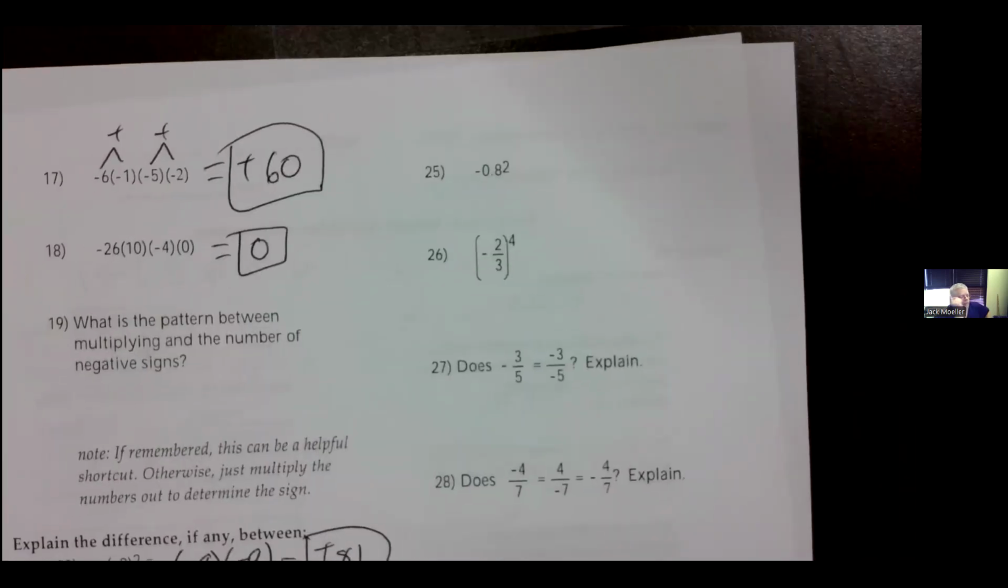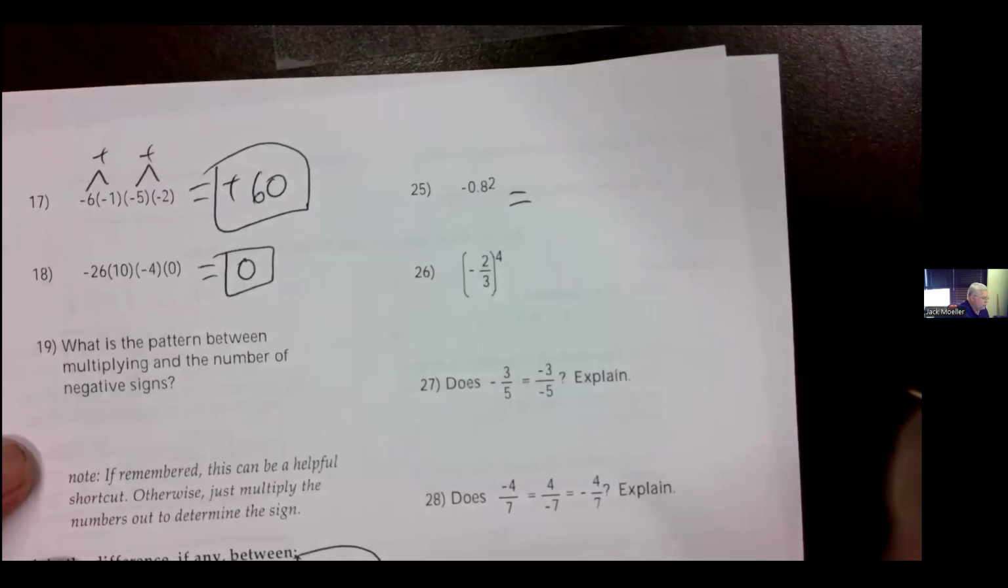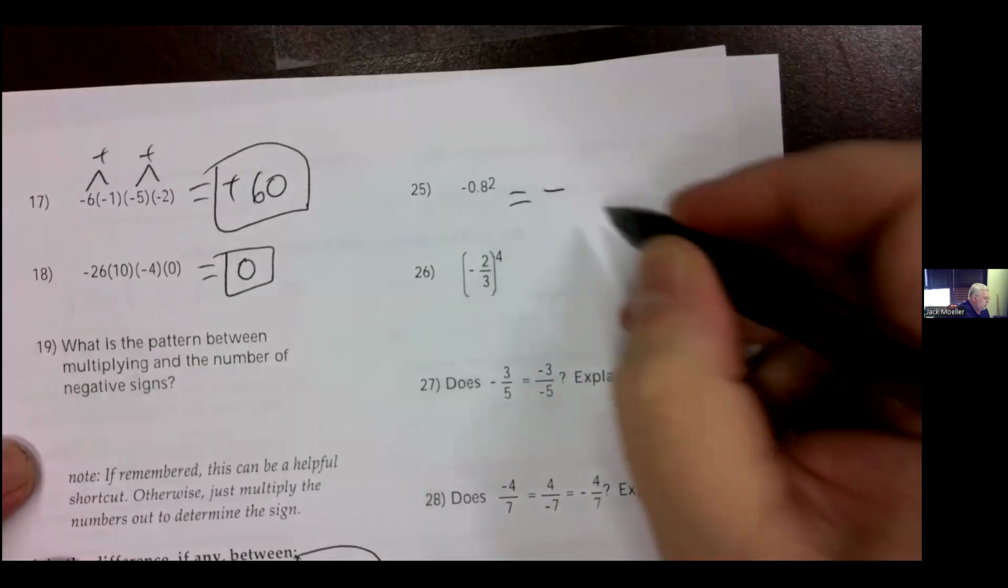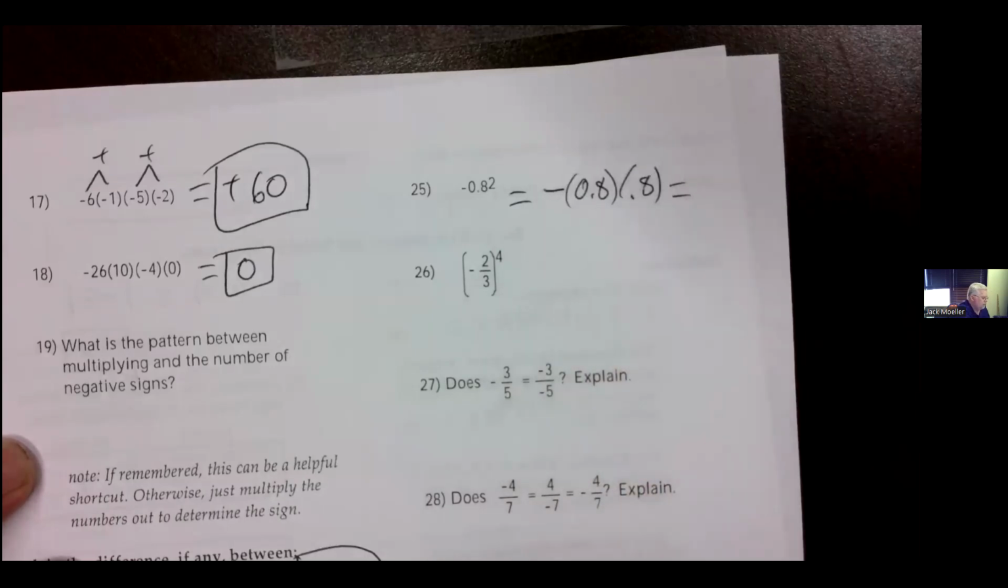All right. So this works the same with decimals and fractions. So if you look at 25, how many negatives do we have? Well, there is no parentheses, so there's only 1. 0.8 is what's being squared. And I don't know about you, but normally when I'm dealing with decimals, often I just grab the calculator. That's going to be -0.64.